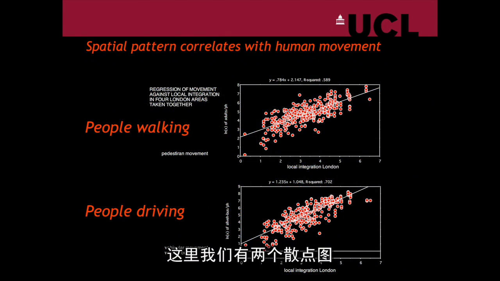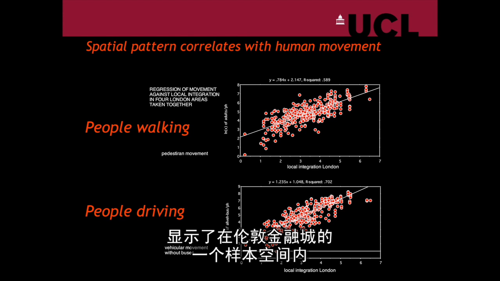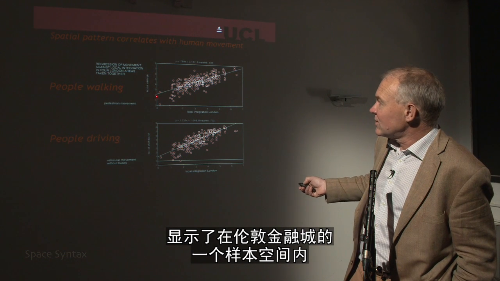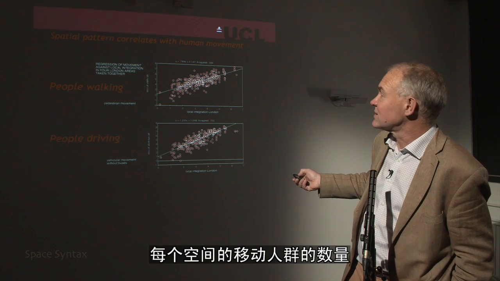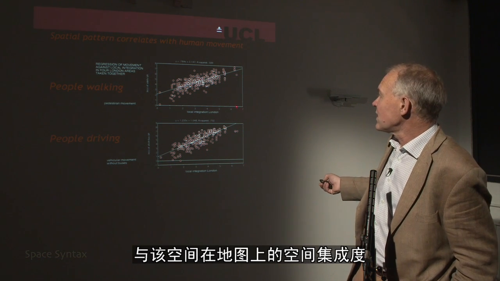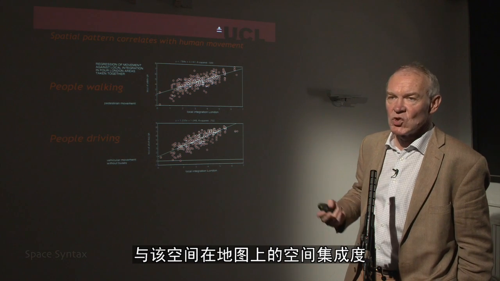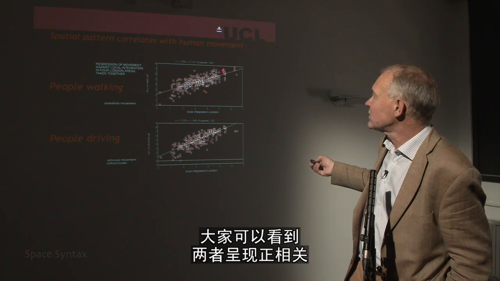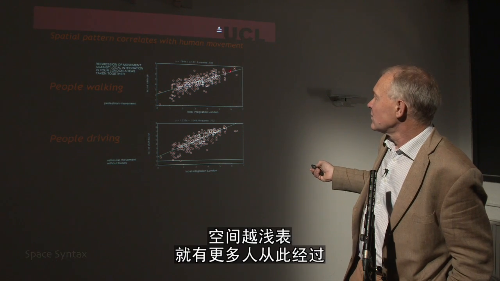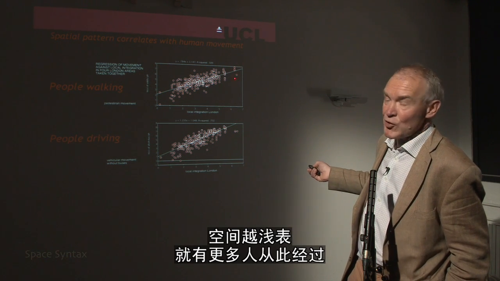Here we have two diagrams which are scattergrams that display the relationship between numbers of moving people in each space in a sample of spaces in the City of London with the degree of spatial integration or shallowness in the map of that space. And you can see there's a positive correlation. The shallower it is, the more people move through.